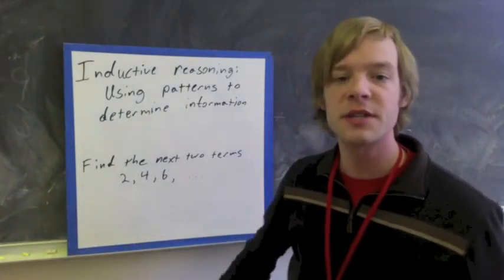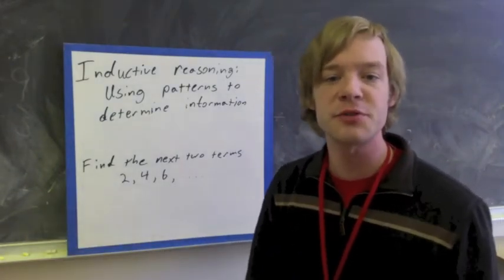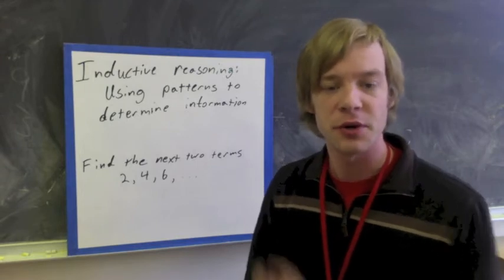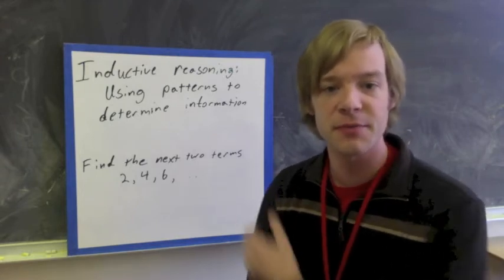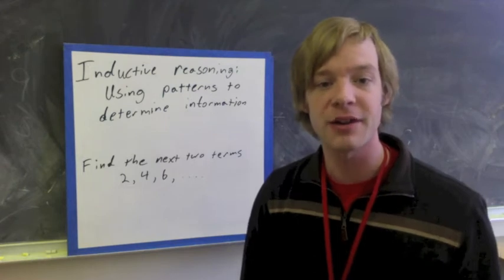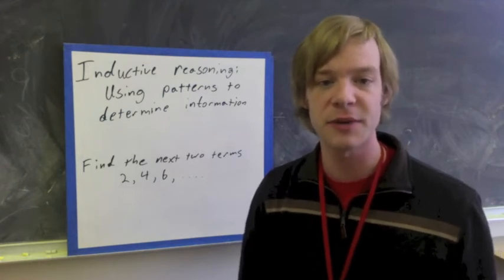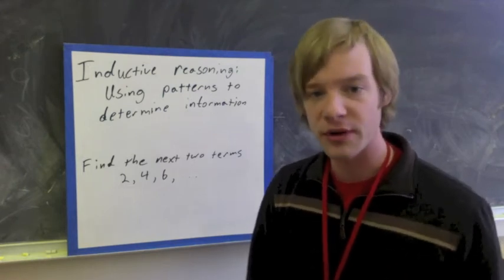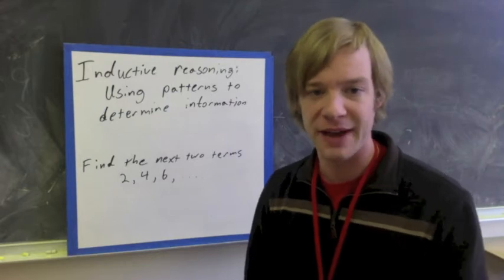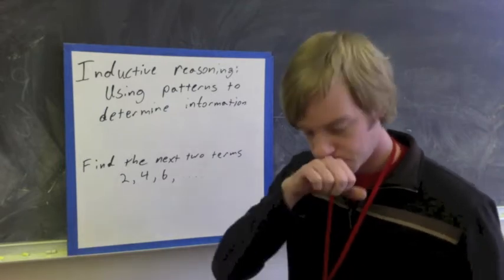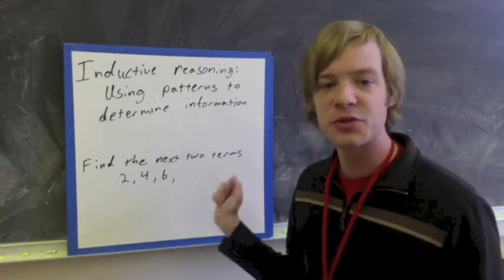So first off, inductive reasoning is using patterns to determine information, where we try and figure out what the pattern is, and we're going to use that information in order to figure out more parts for the pattern. So for instance, we may be asked to find the next two terms in the pattern.